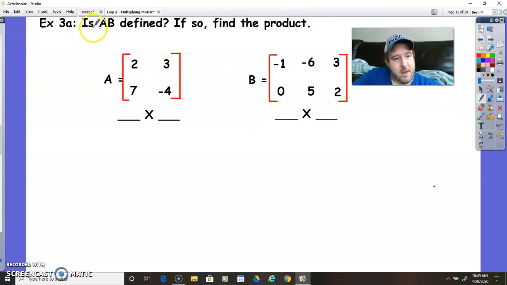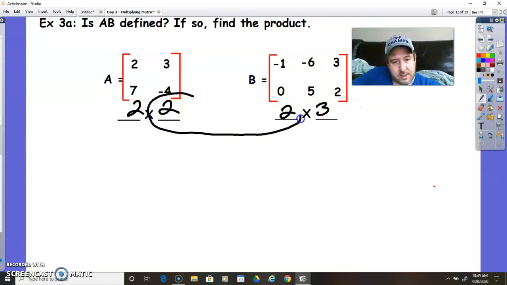Order does matter. Is AB defined? If so, write the product. So this is a 2 by 2. It's A times B. I'll make sure I have the right order. This is a 2 row by 3 column. Yes, it does. So these two are exactly the same, which means yes, that's a check.